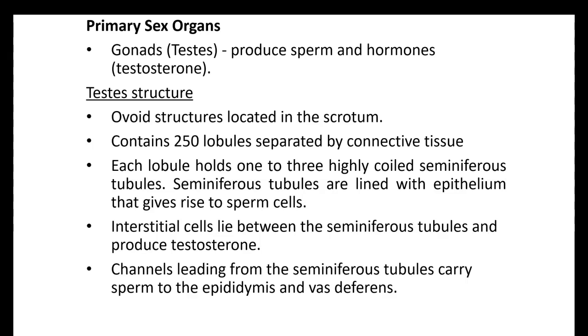So the primary sex organs of the male reproductive system are going to be the gonads, or the testes. They are going to produce sperm and hormones like testosterone. So with the testis structure, it's going to be ovoid in shape, and it's located, like we have been talking about and looking at, in the scrotum, and it's going to contain about 250 lobules separated by connective tissue. Now each lobule is going to hold 1 to 3 highly coiled seminiferous tubules.